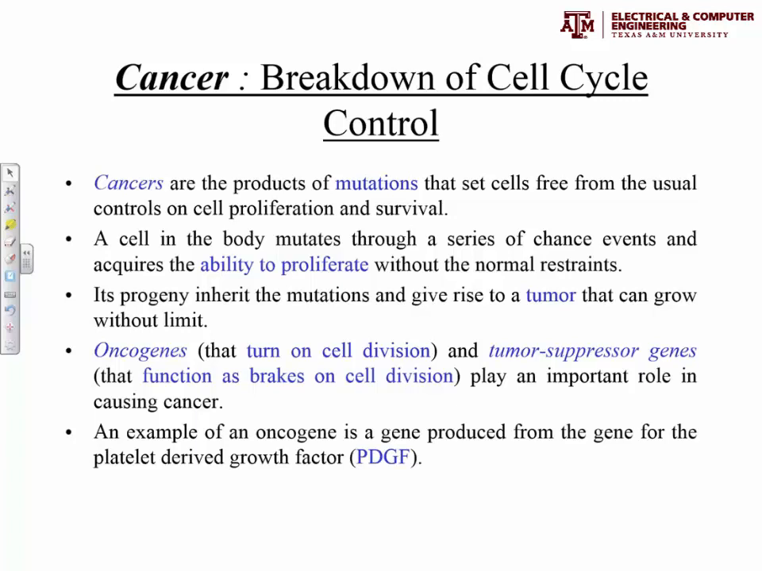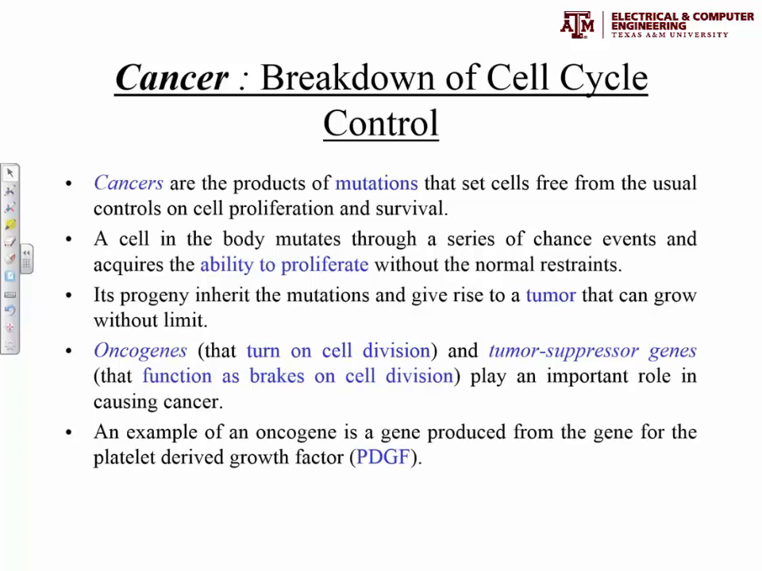I talked about all these survival signals, and cells will die if they don't get signals from other cells. But the cancer cells become deaf to those signals. So the progeny of the cancer cell will inherit these mutations and will give rise to a tumor that can grow without limit, right? There are two kinds of genes that can cause cancer. One would be oncogenes. This is like the accelerator of a car. If your accelerator is stuck, you're in trouble. That's an example of an oncogene. If both your brakes have failed, then also you're in trouble. That's a tumor suppressor gene.